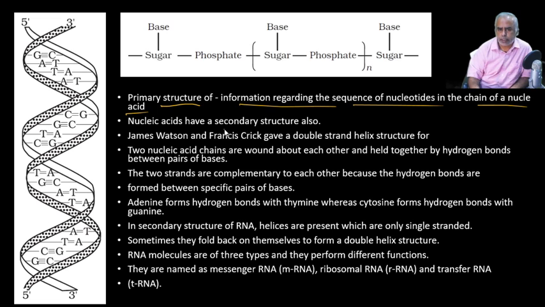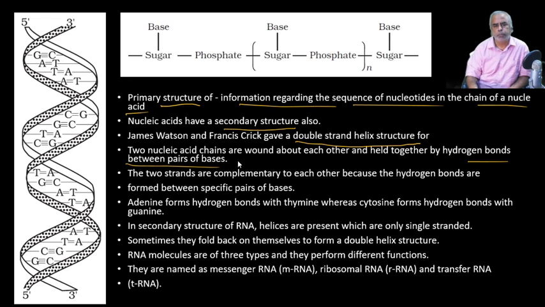Nucleic acids have secondary structure also. James Watson and Francis Crick gave a double strand helix structure. So this is the double strand helix structure. And they are bound by the hydrogen bonds. They are bound by the hydrogen bond between the pair of what? The bases. The two strands are complementary to each other because these are bound by the hydrogen bonds between the specific pairs of bases. You could have seen adenine, guanine, thymine, so such combinations are there.